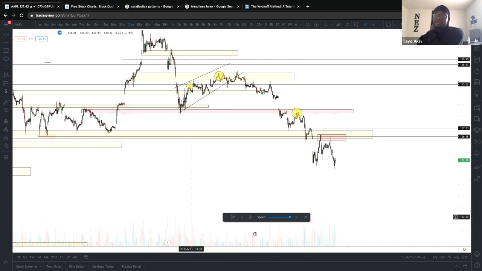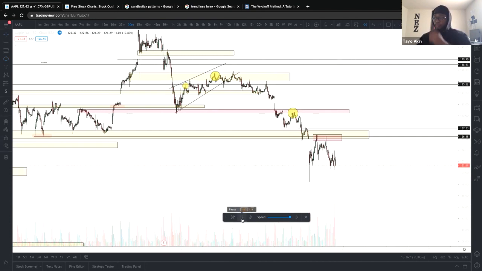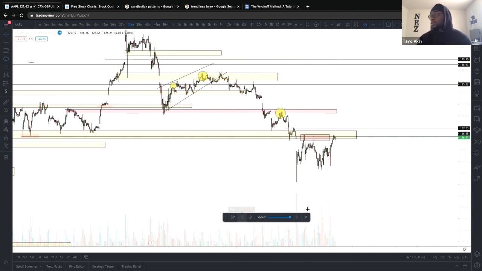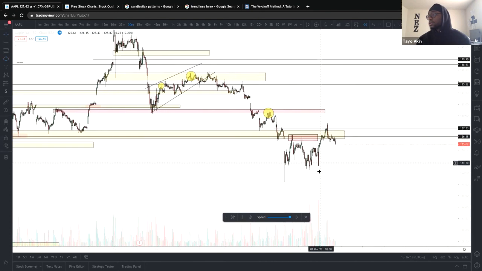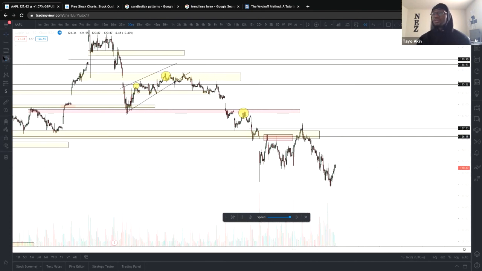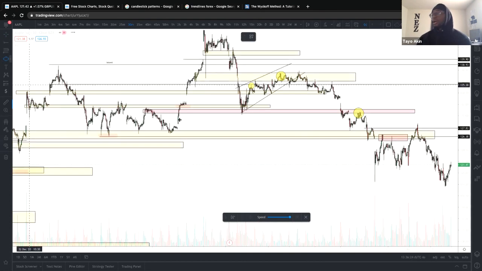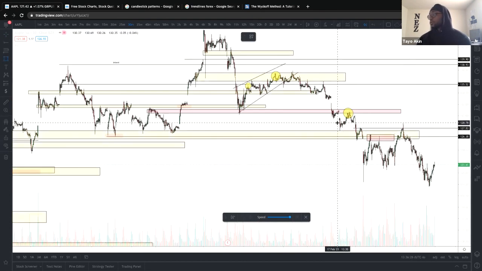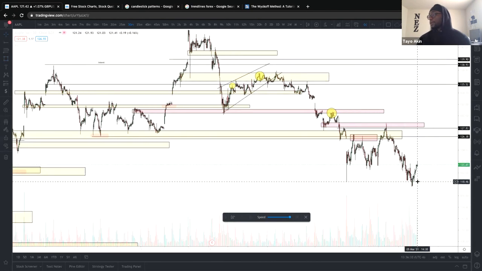And then, yeah, you just let it play out, do its thing. If it comes back up, whatever, but initially, this is where my first position will be. That's another rejection zone. So Apple is at 121 right now. Like I said, it broke structure again. It's going to stay bearish.